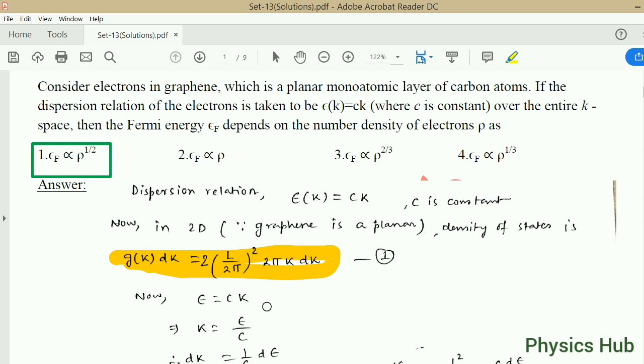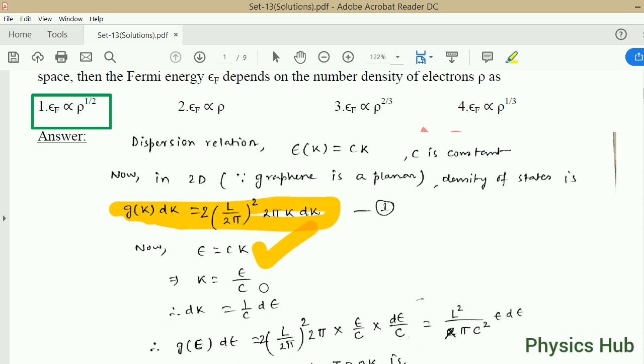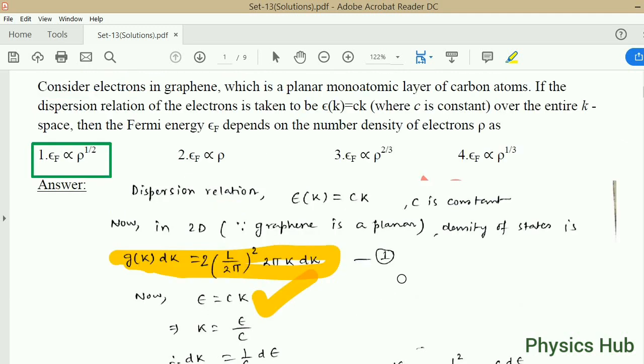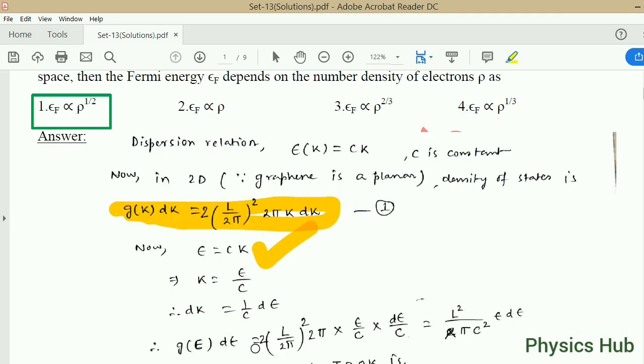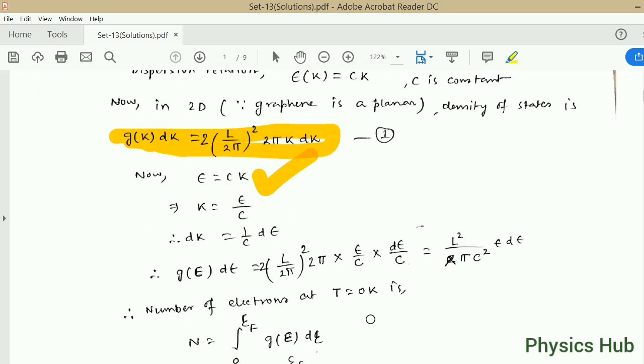Since the dispersion relation is given, from here we can find k and dk as well. Here it is written in terms of k, and now we want to replace it in terms of energy. So g(E) dE equals 2 into (L by 2 pi) whole square into 2 pi, and in place of k we write epsilon by c, and in place of dk we write dE by c. As a result we get L square by pi c square, epsilon dE.